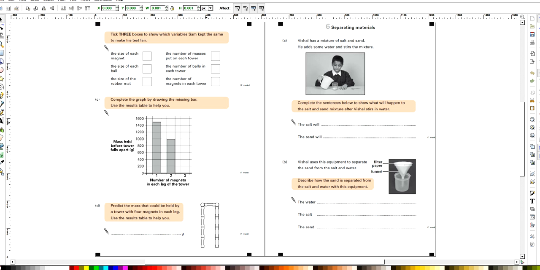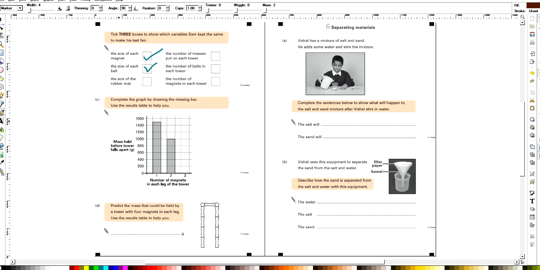Here we go, part C. It says tick 3 boxes to show which variable Sam kept the same to make his test fair. So what did he do first of all? He kept the size of each ball. Excellent. What else? The size of each magnet? Not the masses. The masses, they change them. Look at the picture over there. So different masses.